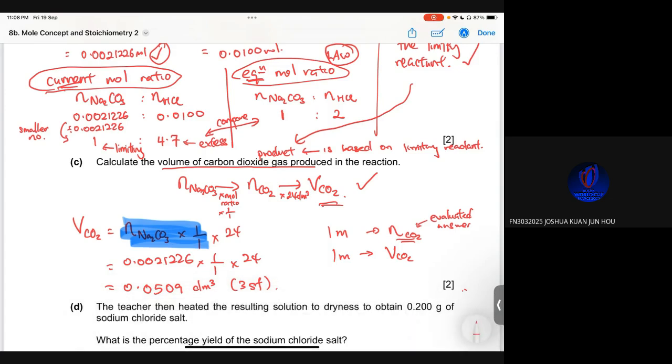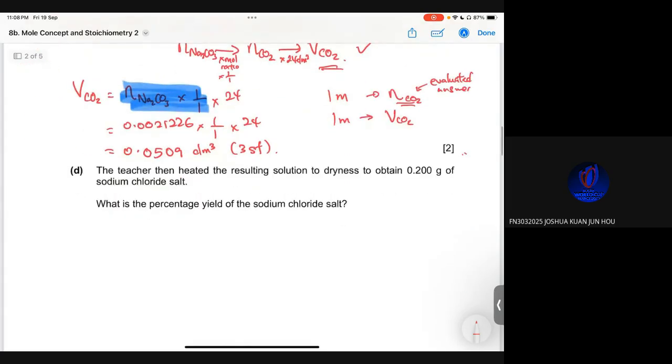So we have gone through this part already. I think most of you understand how I do my mole calculation working with the arrow and everything already. Okay, so let's go on.